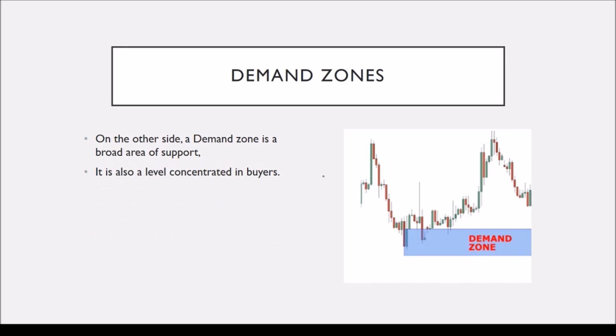Then what are demand zones? On the other side, a demand zone is a broad area of support. It is also a level of concentrated bias, in converse to the supply zone. So this is how a demand zone looks, and it's basically derived from the line of support, and it covers a larger region than a single profiled line.